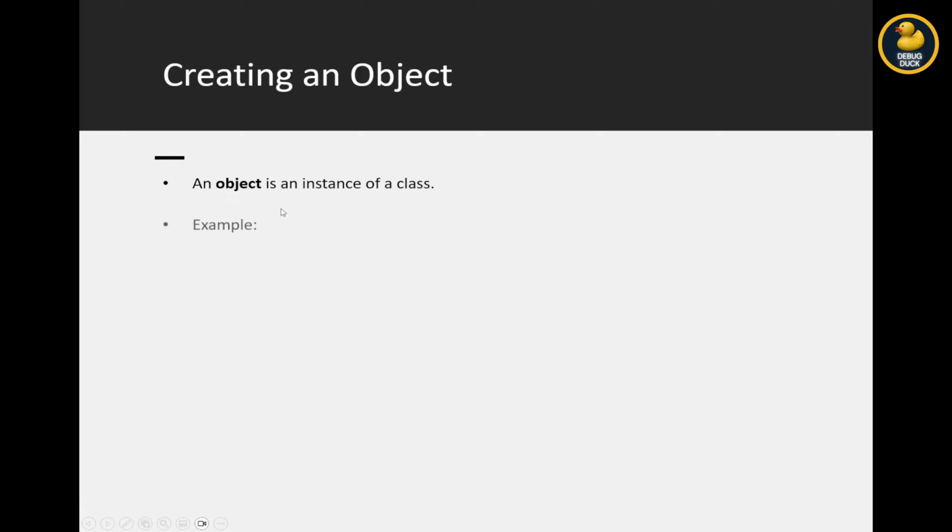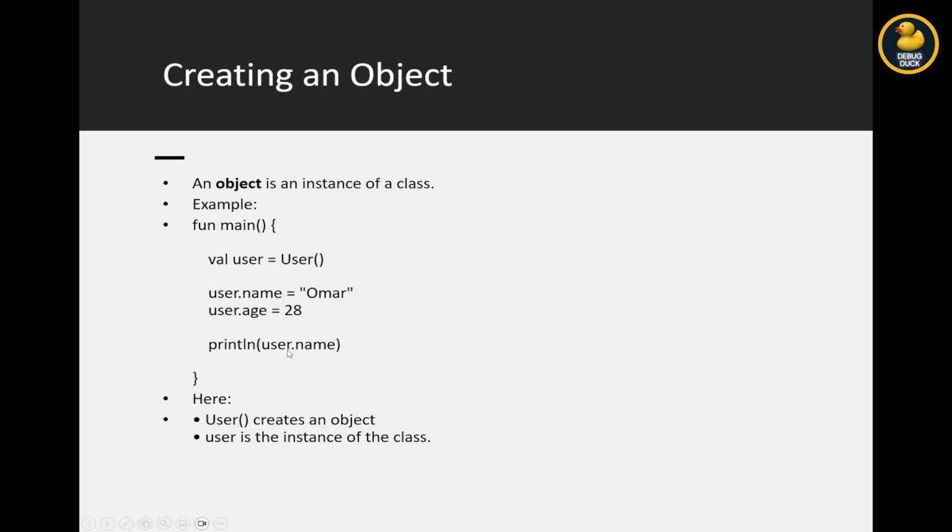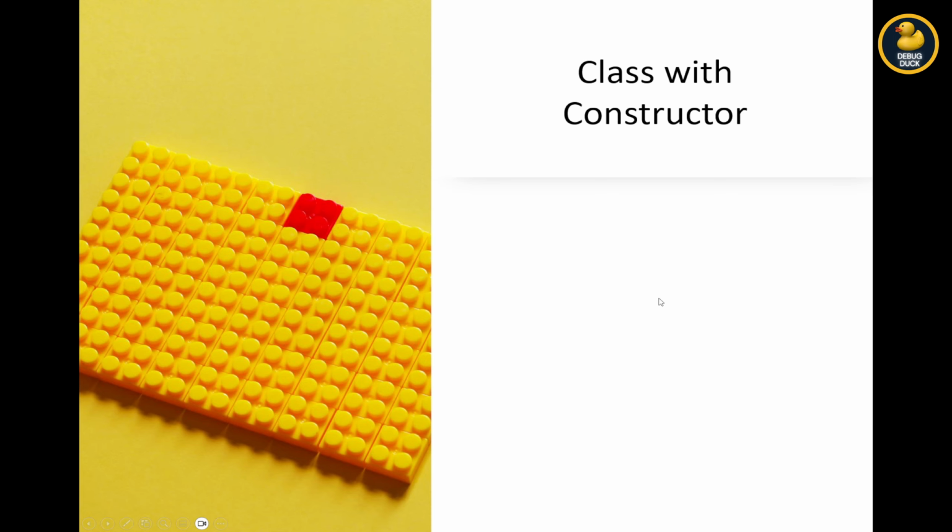How to create an object? An object is an instance of that class. For example, here is a new object from the class User, and I access user.name and assign a value, and user.age and assign a value. Then I print user.name. Here, user is an object. User is the instance of the class.